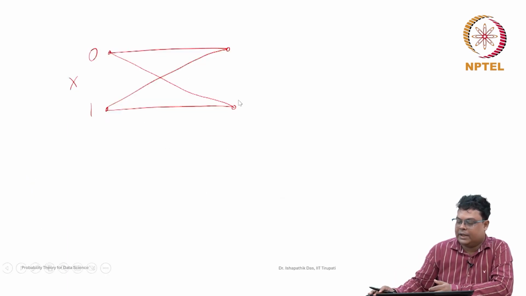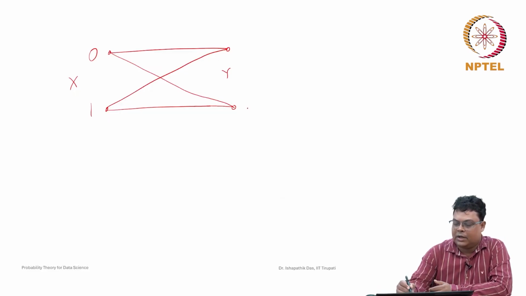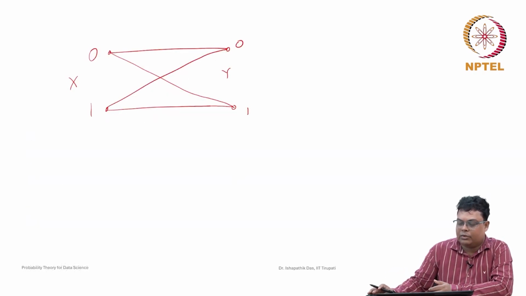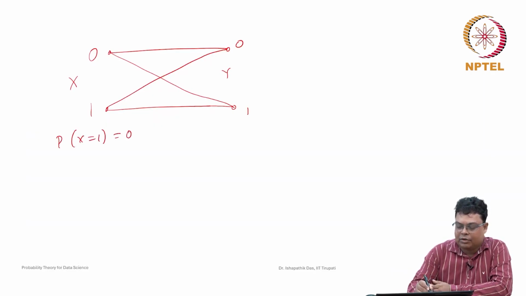So, these are the y values, 1 and 0, and it is given that the probability that x is equal to 1 is 0.5, which is equal to the probability that x is equal to 0.